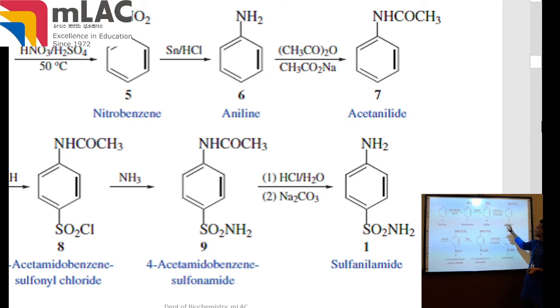Aniline, in the next step, gets converted to acetanilide. So an acetylation reaction is what we are seeing here. Acetanilide, in the next step, is converted to 4-acetamidobenzene sulfonyl chloride. 4-acetamidobenzene sulfonyl chloride, with the influence of ammonia, is then converted to 4-acetamidobenzene sulfonamide. 4-acetamidobenzene sulfonamide is now converted to sulfonamide by the removal of the acetyl group. Of course, there is acid hydrolysis here, and we also use sodium carbonate. So that's how we synthesize sulfonamide.